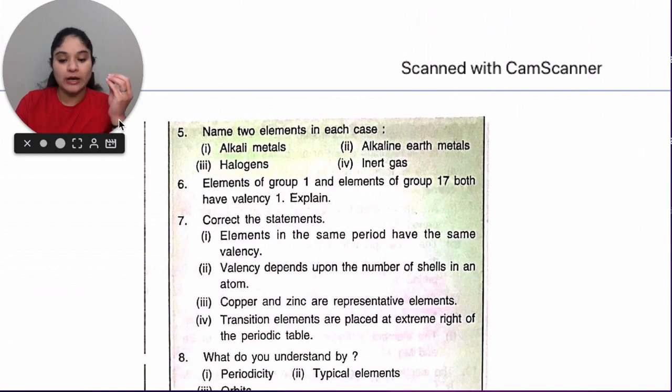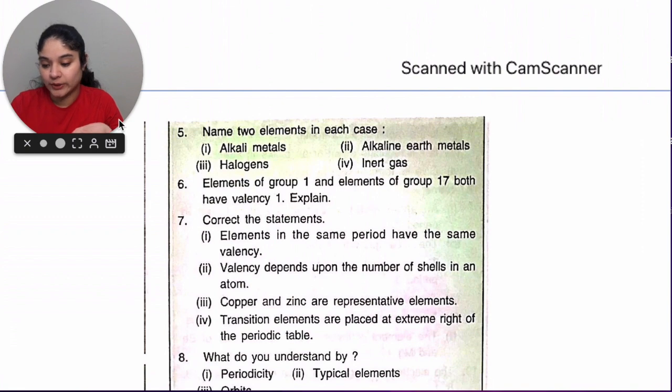When we talk about alkaline earth metals, you can talk about calcium and magnesium. When we talk about halogens, you can pick up chlorine and bromine. When we talk about inert gases, you can pick up neon and argon. So everybody's answers can vary for this particular question, because in that particular group you can pick up any 2 elements and that will be correct. So your answers will vary for this question.